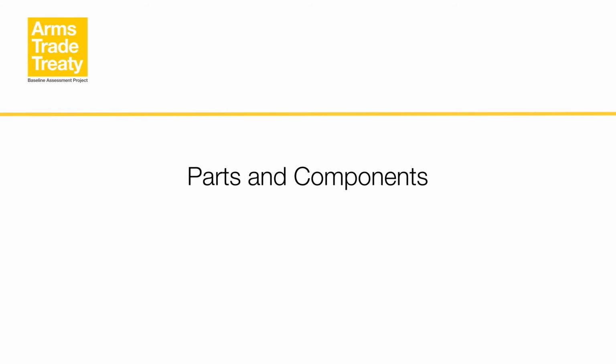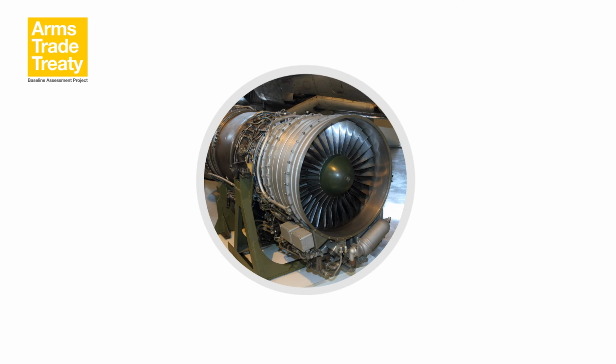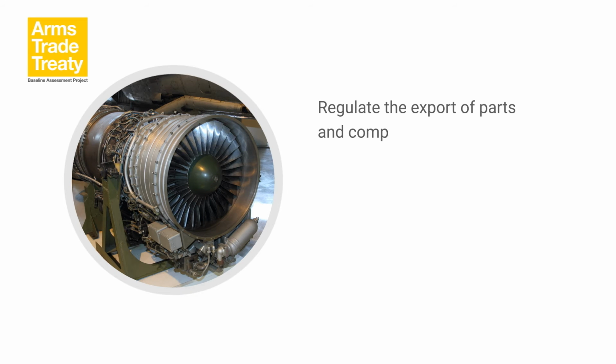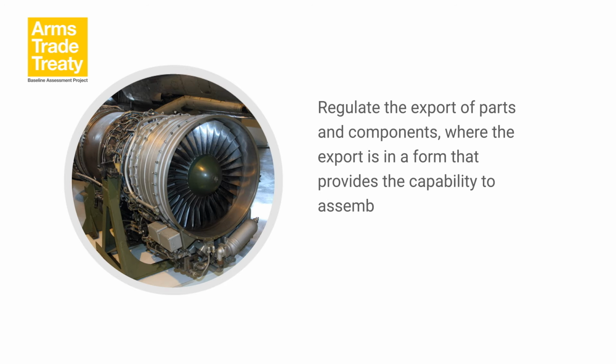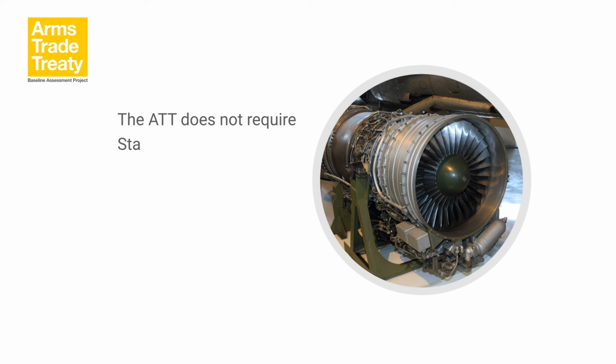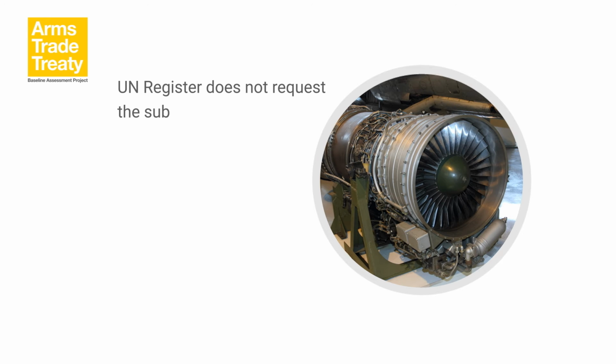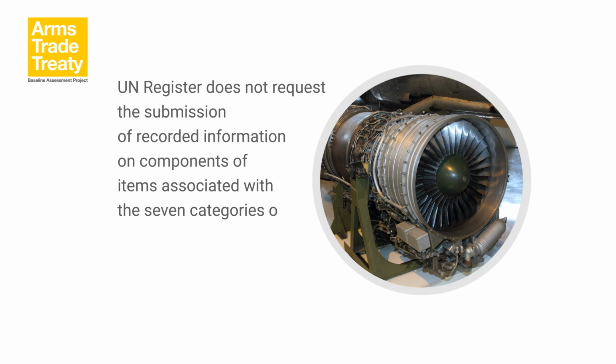Parts and components. The Arms Trade Treaty requires that states parties maintain national control systems to regulate the export of parts and components, where the export is in a form that provides the capability to assemble the conventional arms covered under Article 2, Paragraph 1 of the Treaty. The ATT does not, however, require states to report on exports or imports of such parts and components. Similarly, the UN Register does not request the submission of recorded information on components of items associated with the 7 categories of conventional weapons covered by the Register.